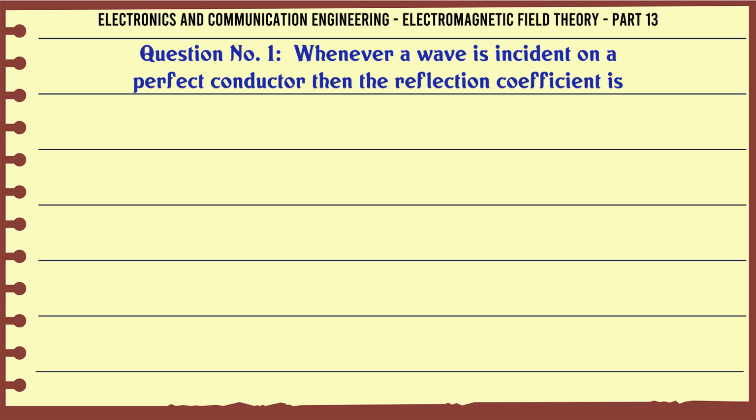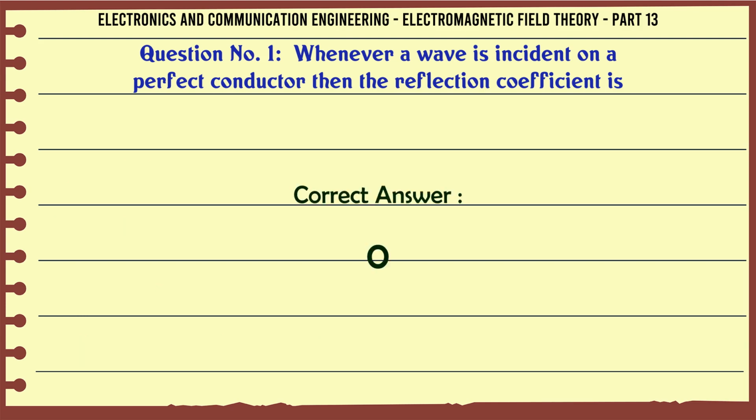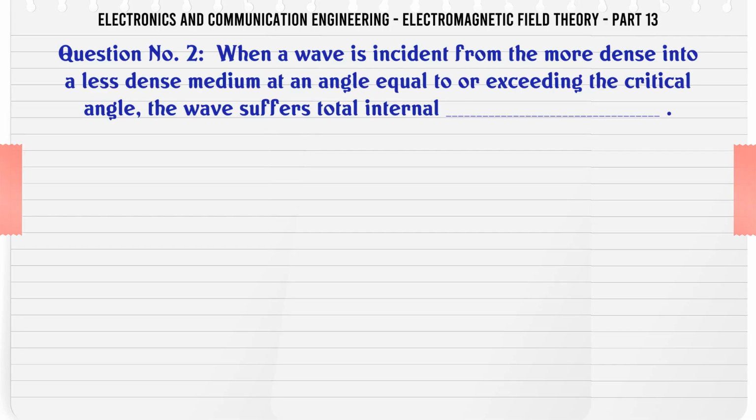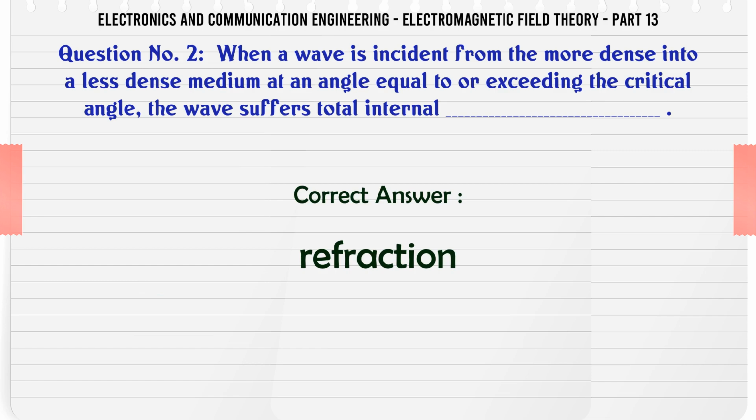Whenever a wave is incident on a perfect conductor, then the reflection coefficient is A: 1, B: 0, C: 1∠180°, D: depends upon ε1, ε2. The correct answer is 0. When a wave is incident from the more dense into a less dense medium at an angle equal to or exceeding the critical angle, the wave suffers total internal A: reflection, B: refraction, C: transmission, D: none of the above. The correct answer is reflection.